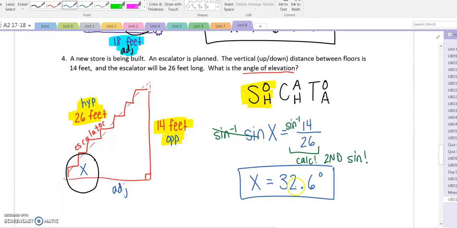It should be 32.6, and notice how there's a degree sign because it's an angle. If you're not sure how we got that, take a look at my work, right? I circled my angle, labeled opposite, hypotenuse, adjacent, and that told me, based on the 14 and the 26, that I wanted to use sine. Since it was an angle, I used inverse sine, second sine, and that's where my answer came from.